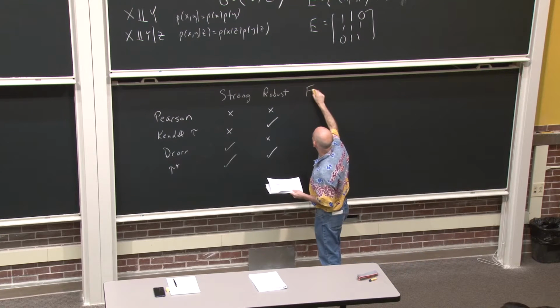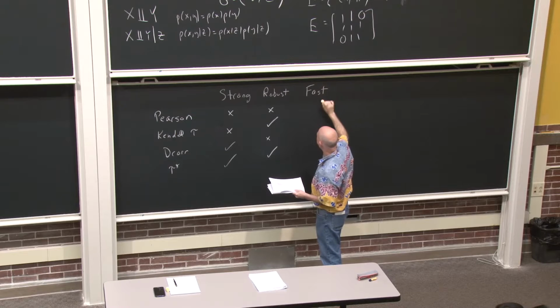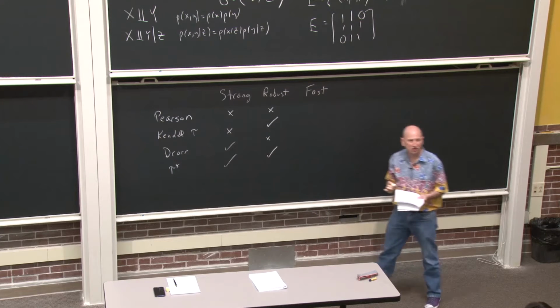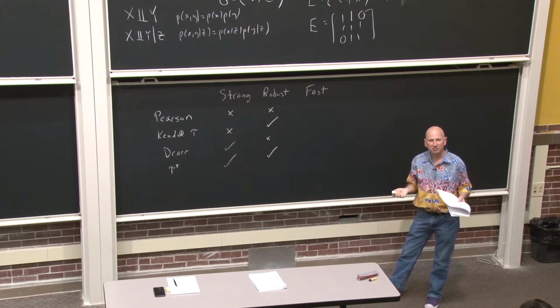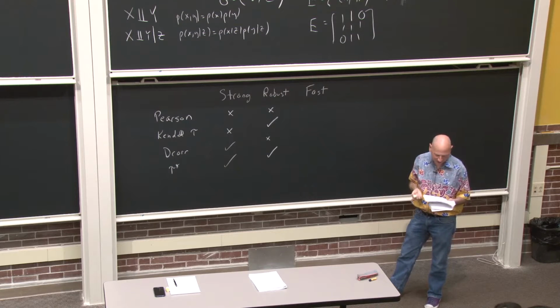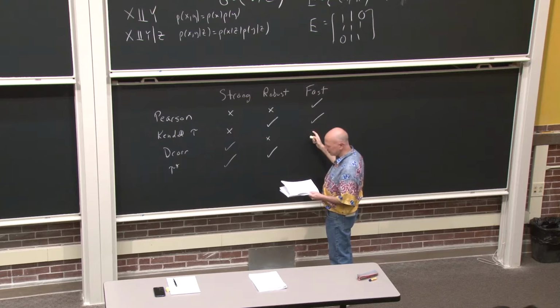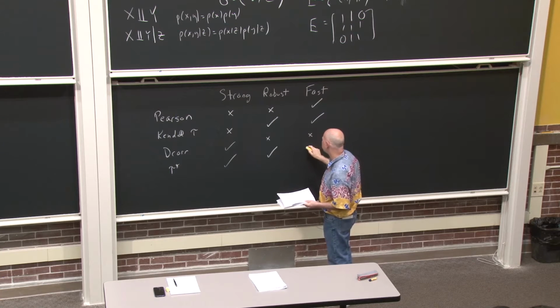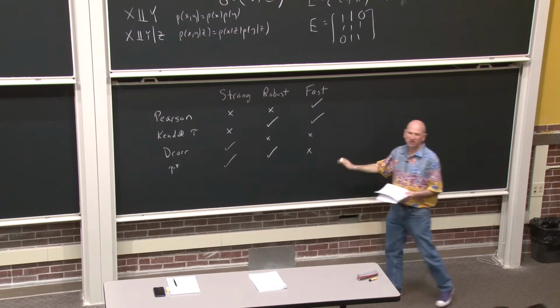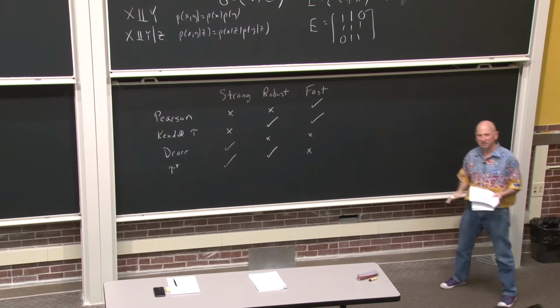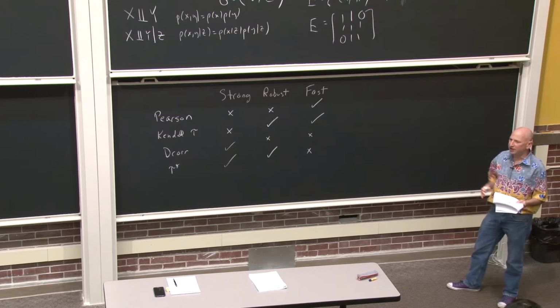Then there's, I'll call this fast. This is a little bit tricky to put down because it depends on how good you are at computing and how we compute them. It's hard to say absolutely, but however you measure it, these are easy to compute, and these are more difficult to compute. I'm not saying they're impossible or really hard to compute, but there's definitely a division there in terms of the amount of computing.